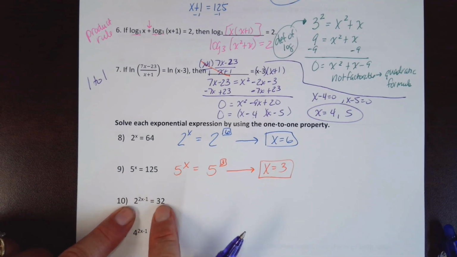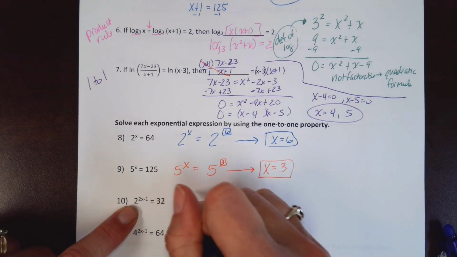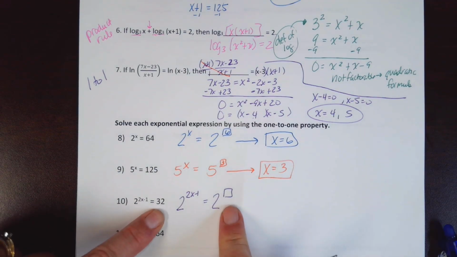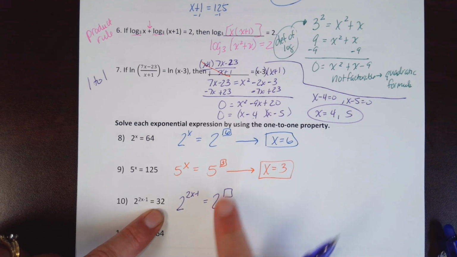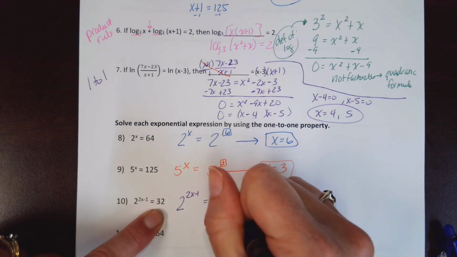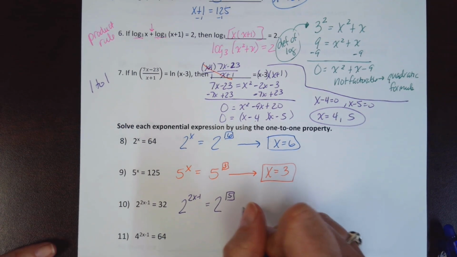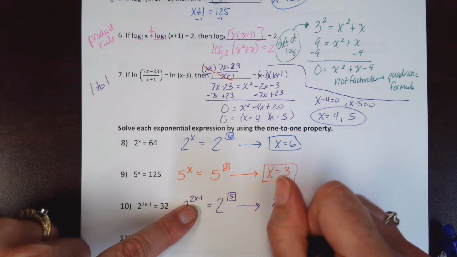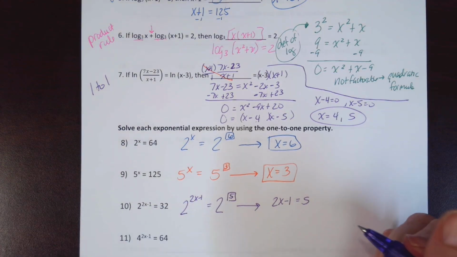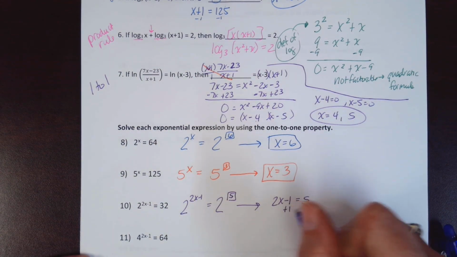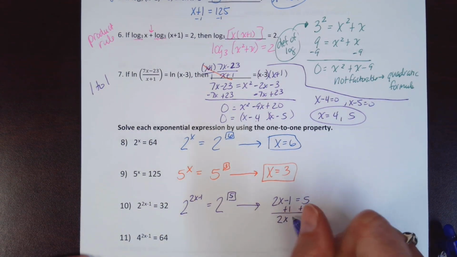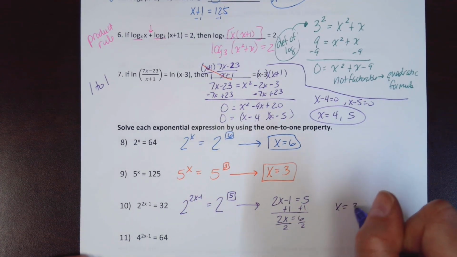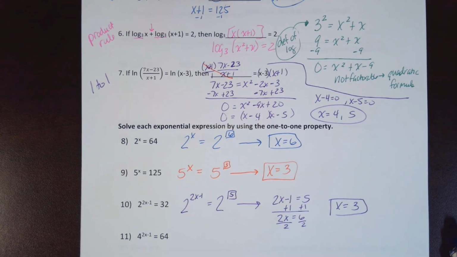Can't go with the larger base, so let's see if we can write them both in terms of the smaller base. 2 to the something equals 32. Well, 2 to the 6th was 64, 2 to the 5th is 32. We've got the bases to match, which means my exponents are equal. So 2x minus 1 equals 5. This time I need to do a little more work. Finish solving for x. So I get that x is equal to 3.